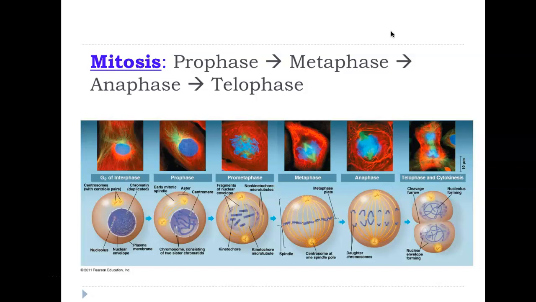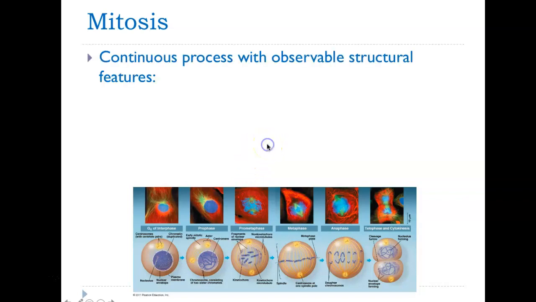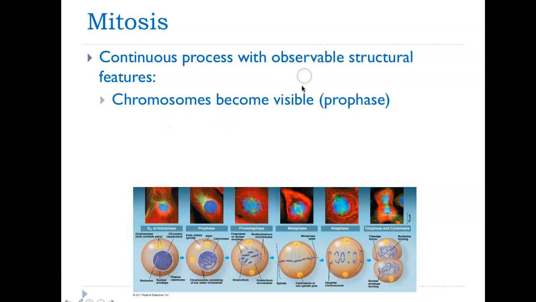This is chapter 9. So if you look in your textbook, this is chapter 9. Mitosis has very specific steps. The steps are prophase, metaphase, anaphase, telophase. So the way you can think about it is PMAT. So there's the 4 steps of mitosis: prophase, metaphase, anaphase, telophase. And then you have pictures here. The pictures on top are real pictures taken with an electron microscope or a fluorescent microscope. The ones on the bottom are just drawings or models. And so mitosis is a continuous process with observable structural features.